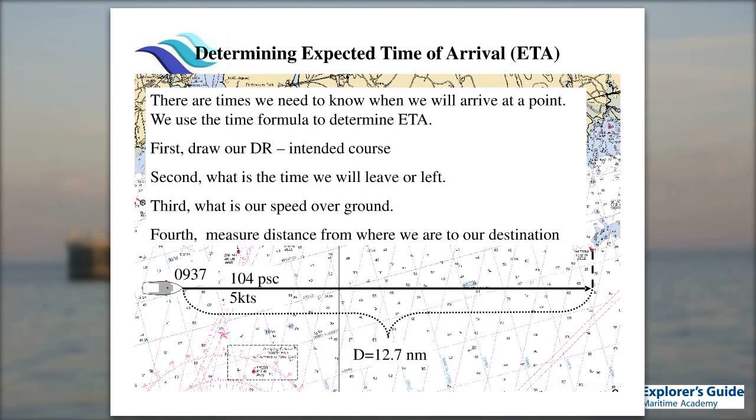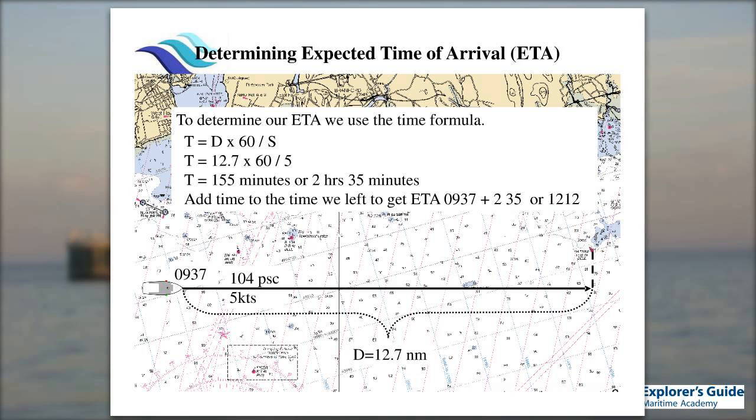Okay, ETA, expected time of arrival. We need, again, certain factors. Either we need a distance, a speed, or time. We need 2 of the 3. In this case here, we're leaving point A at 9:37 in the morning. We're going to travel at 5 knots on a ship's heading of 104. We know how far we're going to go because we can see it on the chart and we can measure that distance, which is 12.7.